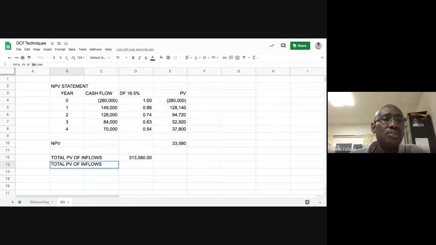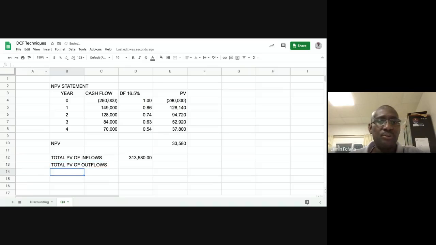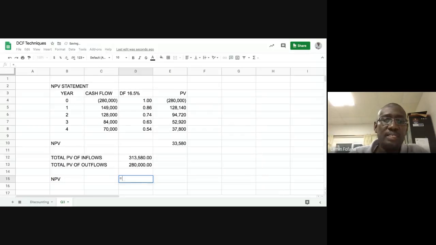So we do a total present value of our outflow. I'll just change this to out. Total present value of outflows. That one is only the 280,000, isn't it? So we do our 280, 1, 2, 3. So we find our NPV. Our NPV is the difference between the inflow and the outflow. That's 33,580. That's the same as this.